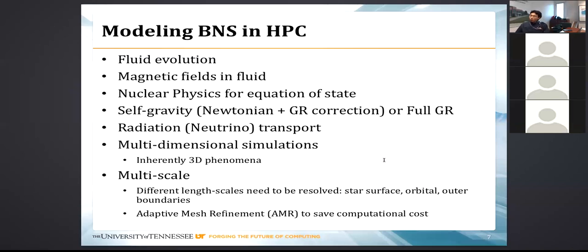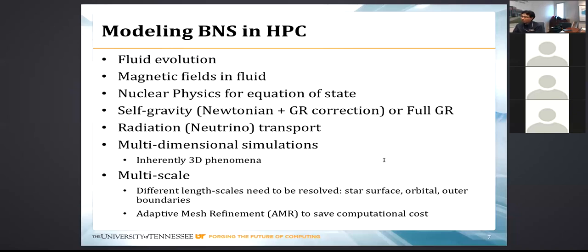So what do we need to model a binary neutron star in HPC? First we need to be able to do fluid evolution. And because neutron stars usually have magnetic fields, we also need to be able to simulate magnetic fields in fluid. We also need to know some nuclear physics for the equation of state of the neutron star. This is how we relate pressure and temperature to the fluid equation.